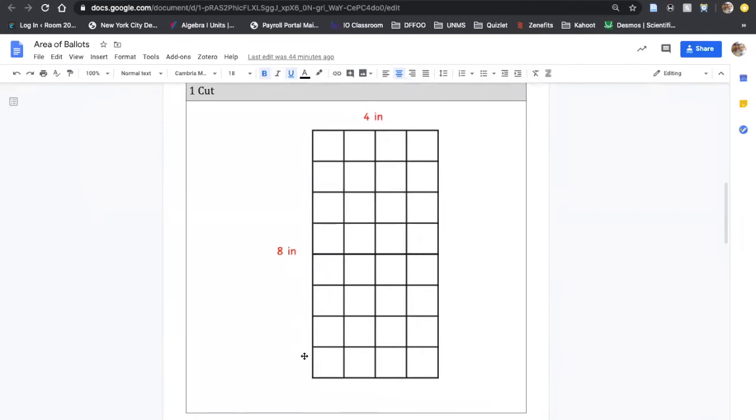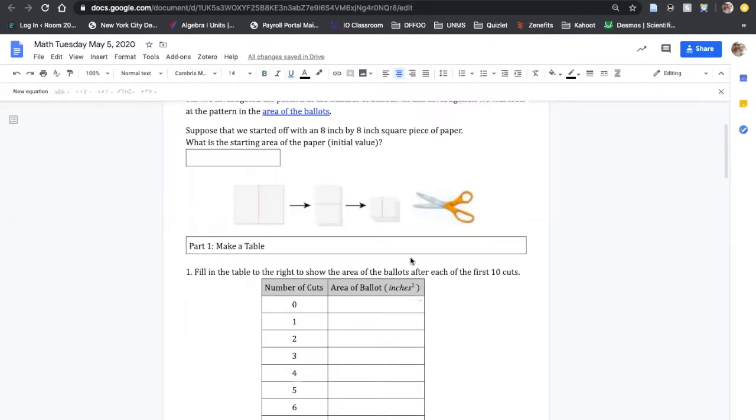It's 8 inches this way by 4 inches this way. So what is the area of this ballot now at 1 cut? And again, just remember, I'm counting up for area. How many square boxes do you have here? That's one way that you can find the area. So that goes here under 1 cut.